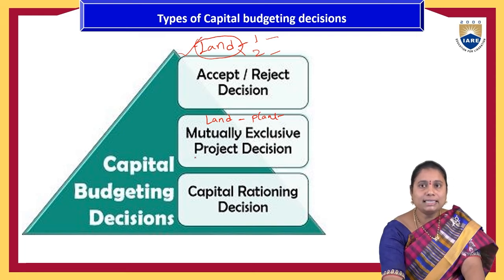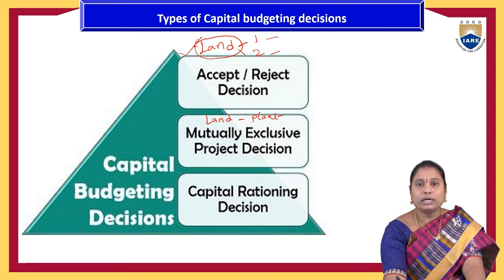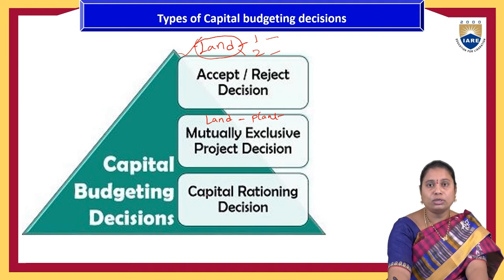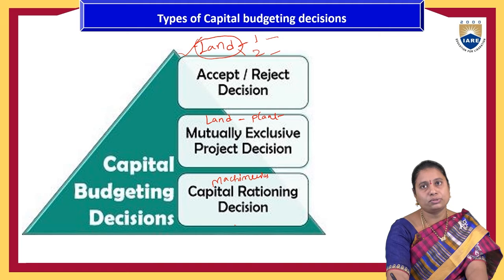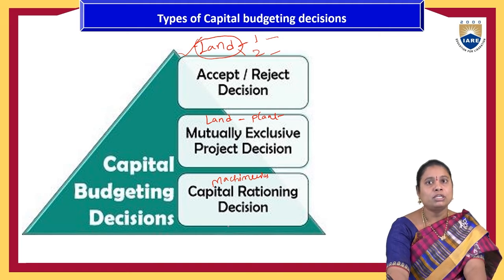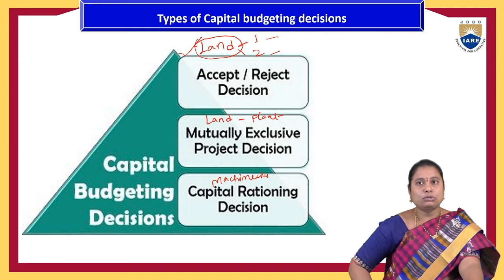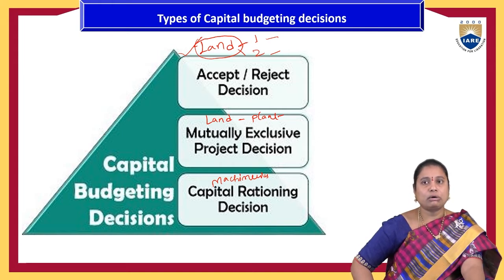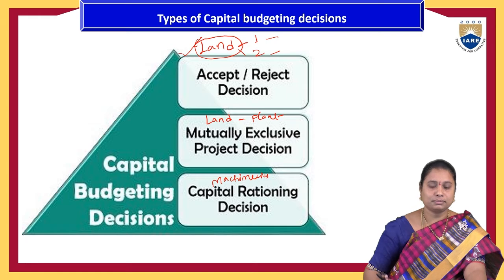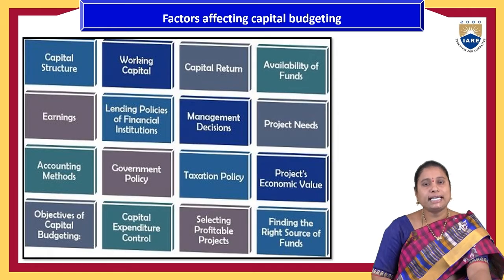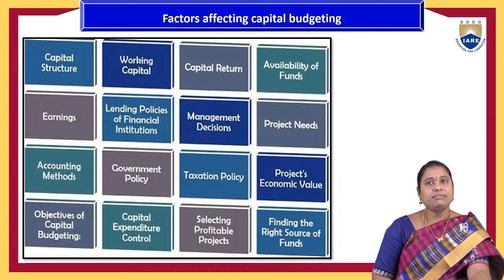Then, if the plant is established, what kind of machinery they have to include and what kind of infrastructure they need to maintain, the rationale of these capital decisions is also a part of capital budgeting. So capital budgeting decisions include the accept or reject rule, mutually exclusive project decisions, or capital rationing decisions.